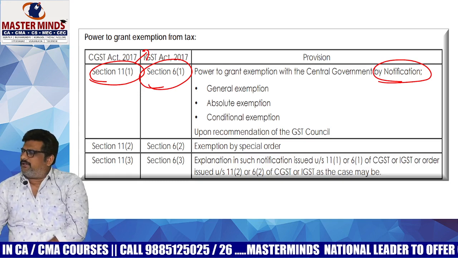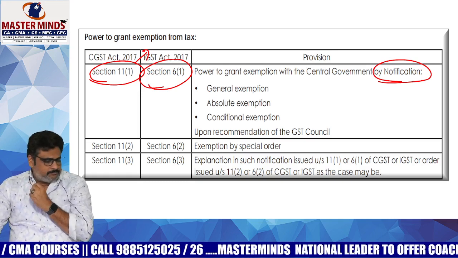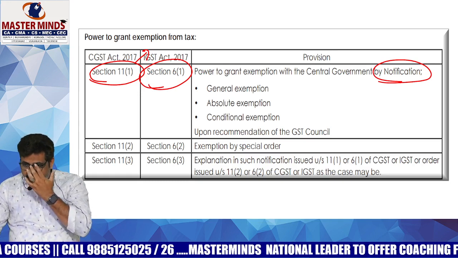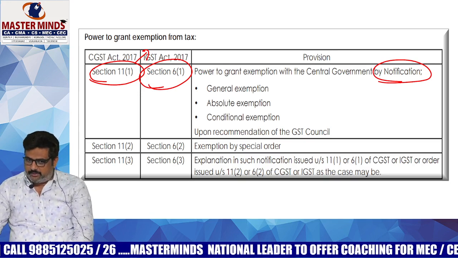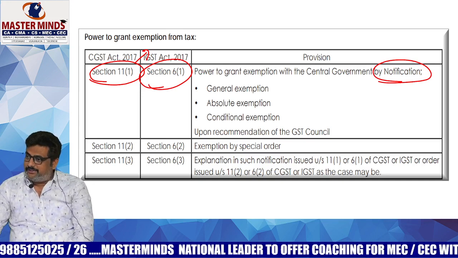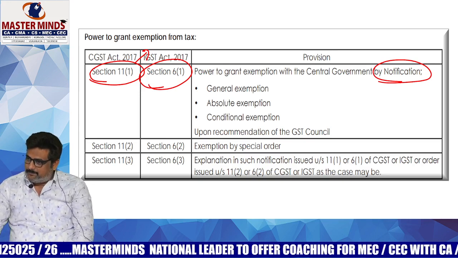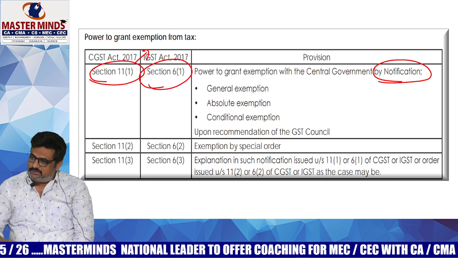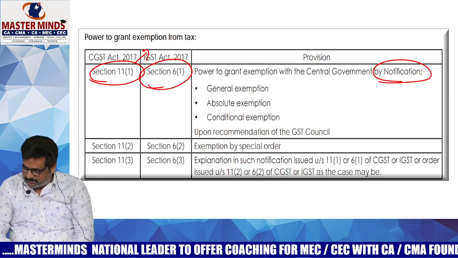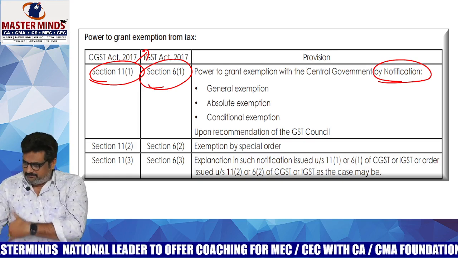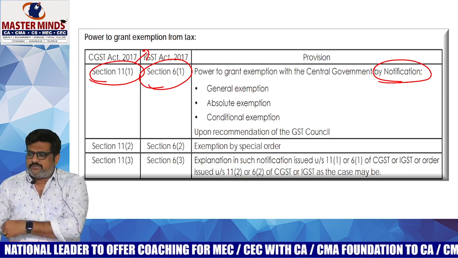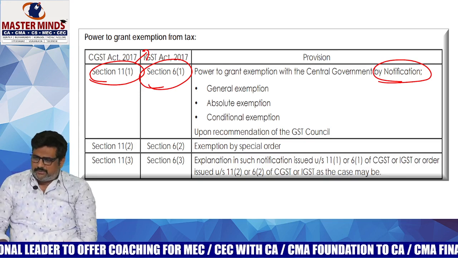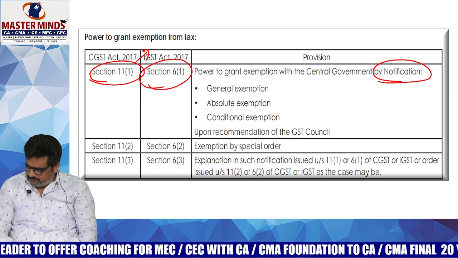And in the same way, another example. With respect to apartment maintenance, if it is less than or equal to 7,500 per month, it is exempted. If apartment maintenance charges are more than 7,500, the full amount will be taxable. Those are conditional ones. If the maintenance charges are this much, you will get the exemption. Otherwise, you will not get the exemption. So this one is conditional exemption.